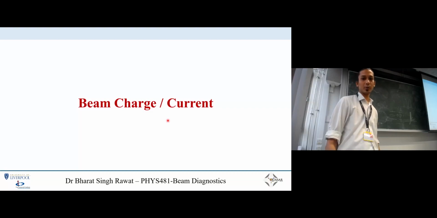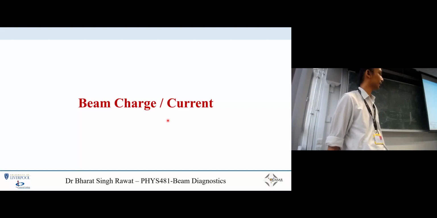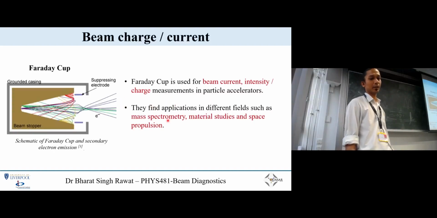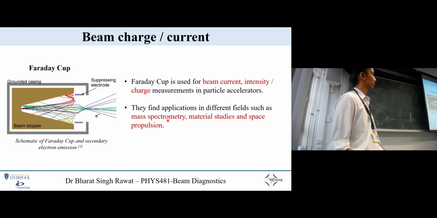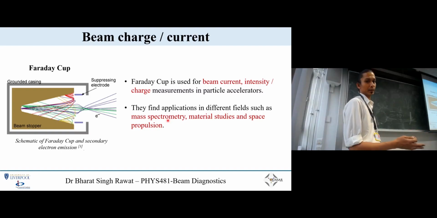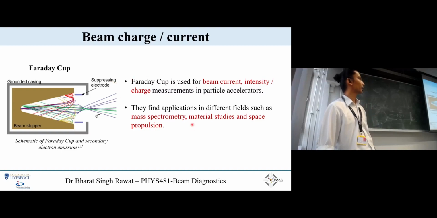Okay. Now we measure the beam charge and current. This is one of my favorite things to do because I've worked on these devices for quite a long time. So, Faraday cups. Faraday cups are very simple devices. It is basically a charge plate which you put in the path of the beam and then measure the amount of charge which is deposited on it. And it is used not only in particle accelerators, but also in different devices like mass spectrometry, material studies, even in space propulsion.